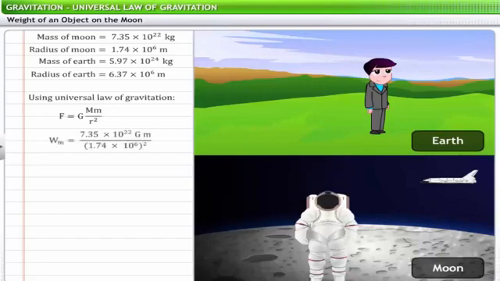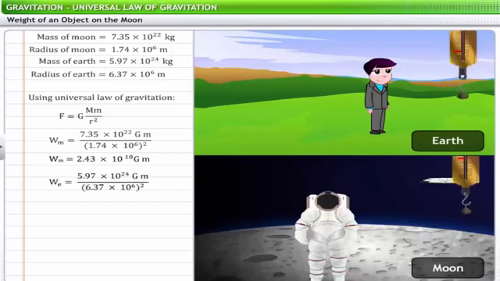By substituting the values and solving, we get the weight of the object on the Moon as 2.43 into 10 raised to the power 10 into g into m. Similarly, we get the weight of the object on Earth as 1.47 into 10 raised to the power 11 into g into m.